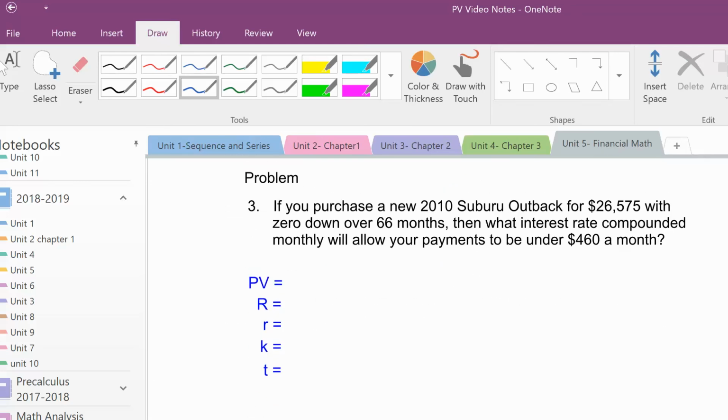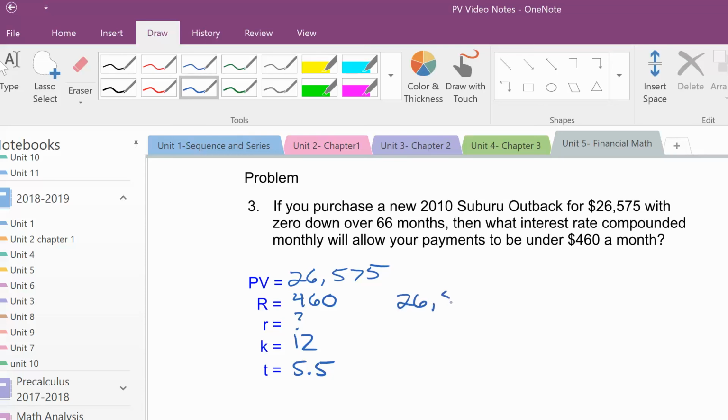All right. The next question: if you purchase a new Subaru Outback for $26,575 with zero down, so no down payment, over 66 months, what is the interest rate compounded monthly that allows your payments to be under $460 a month? So the amount you're borrowing is the full amount, $26,575. The monthly payments you want to be under $460 a month. The rate you don't know. The compounding is monthly, 12. And the time is 5.5 years, because 66 months is 5.5 years.